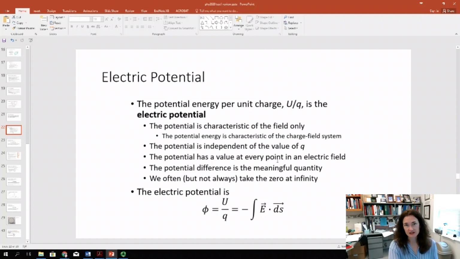And in some ways that's a lot handier because you don't have to worry about what kind of charge you're putting into the field. So the potential difference here, or the change in voltage, is the meaningful quantity. The 0 point you can just pick arbitrarily, and we'll talk more about why in a second. And for point charges and certain other charge distributions, for example spheres, we take the 0 for the potential at infinity. So if you write out an expression for the electric potential or voltage, we use phi, the Greek letter phi in this class. So phi is equal to U over Q, the potential energy per unit charge, which is equal to the negative line integral of E dot ds.